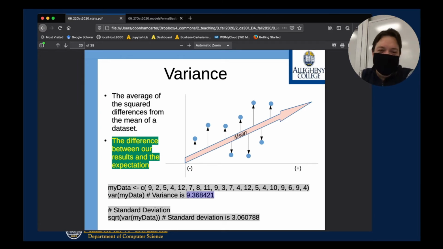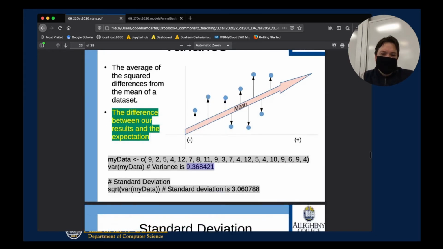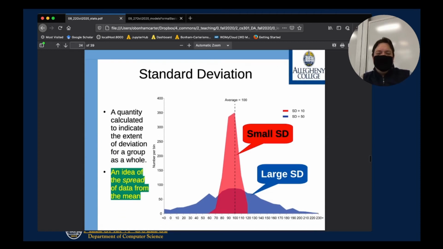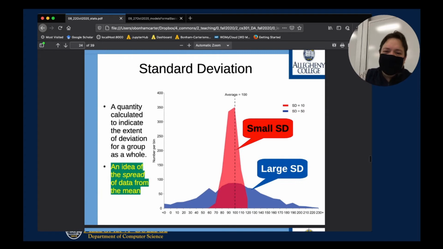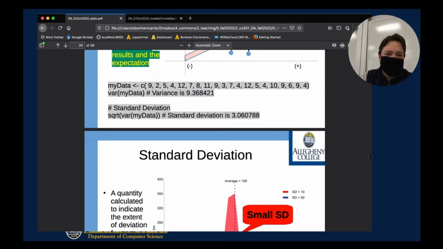Or sorry, this isn't that. It's like the difference, I guess, or it's the value where those points actually did fall. Then we move into the standard deviation. That's really why we care about the variance, though, because it gives us the standard deviation. Standard deviation is the square root of that value of the variance.